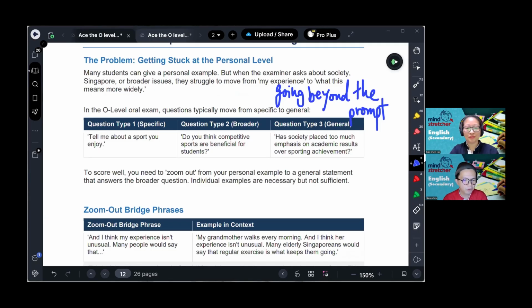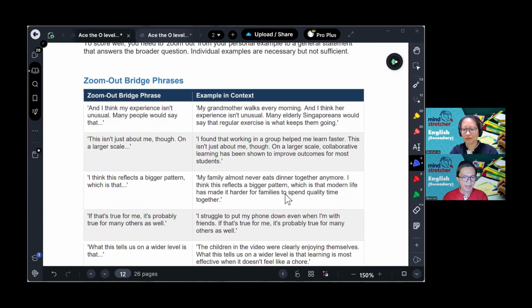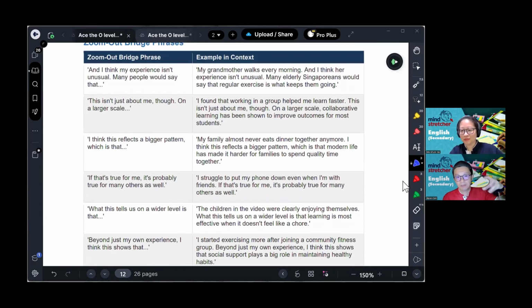So tell me about a sport you enjoy. Do you think competitive sports are beneficial? So you want to zoom out. So you say, and I think my experience isn't unusual. You have described your experience and now you want to say, my experience isn't unusual. Many people say this. Many elderly Singaporeans also. You have escaped. You have moved beyond the prompt.